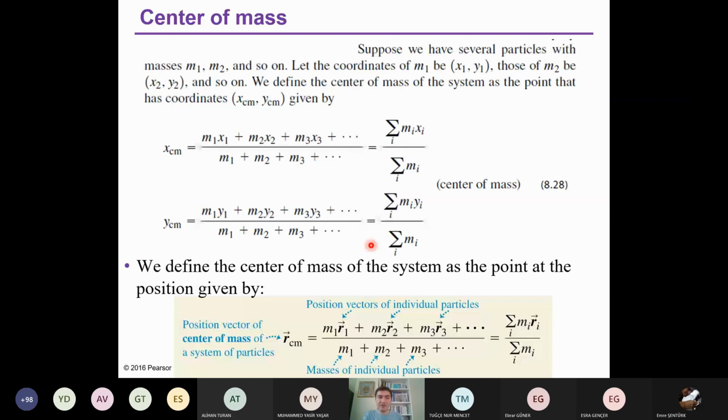Finally, if you would like to find the position vector of the center of mass of a system of particles, then you can write this expression. Look here, we have m1 x1, m1 y1, but instead of x and y components, I just use the position vector of individual particles: m1 times r1 plus m2 times r2 plus m3 times r3, divided by the total mass of the individual particles. This is the position vector of the center of mass. Let me draw what I mean.